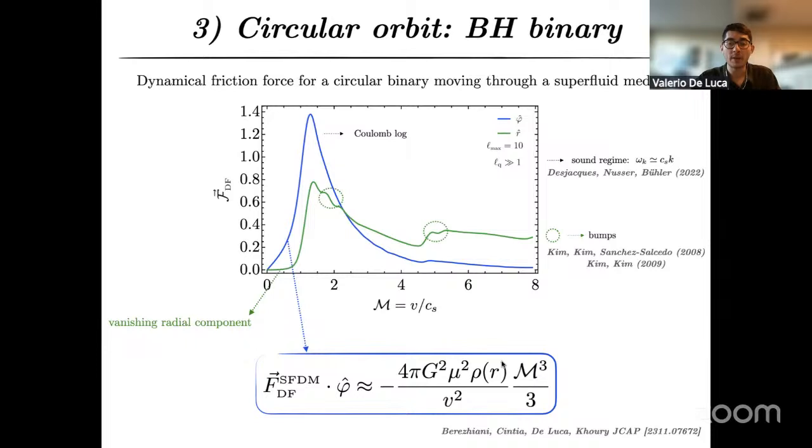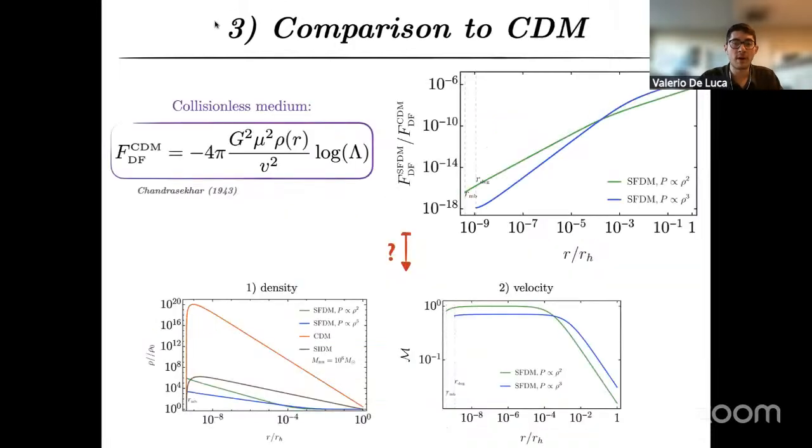Now we can compare this force with the expression found by Chandrasekhar for cold dark matter, given by this equation here. And the ratio of these two forces is shown in this panel as a function of the radial distance from the center. So as you can see, the force for superfluid dark matter is always much, much smaller compared to the force induced by cold dark matter.